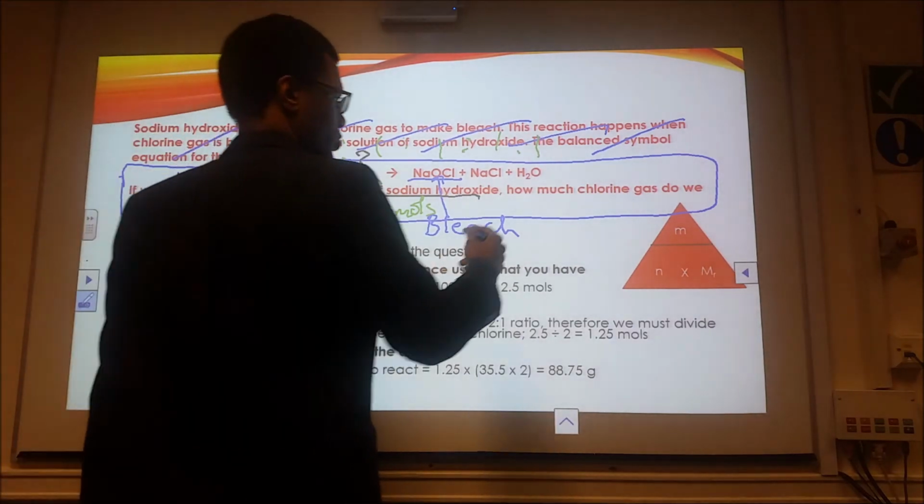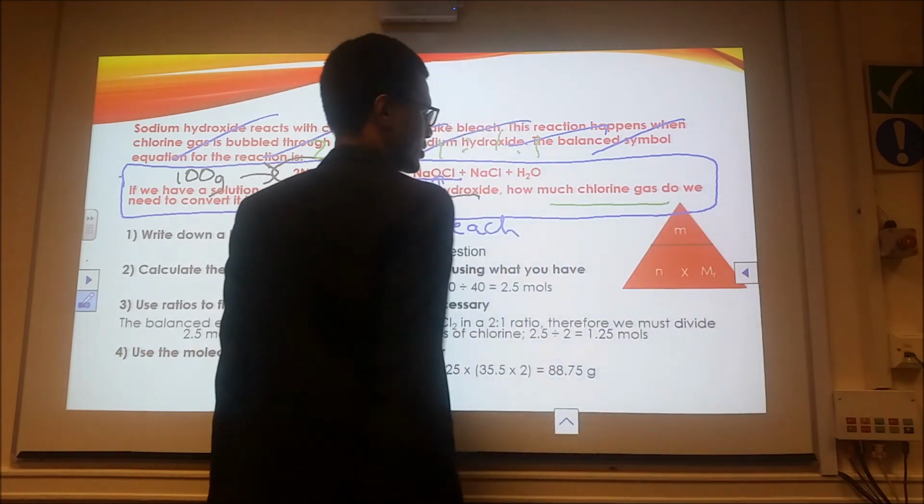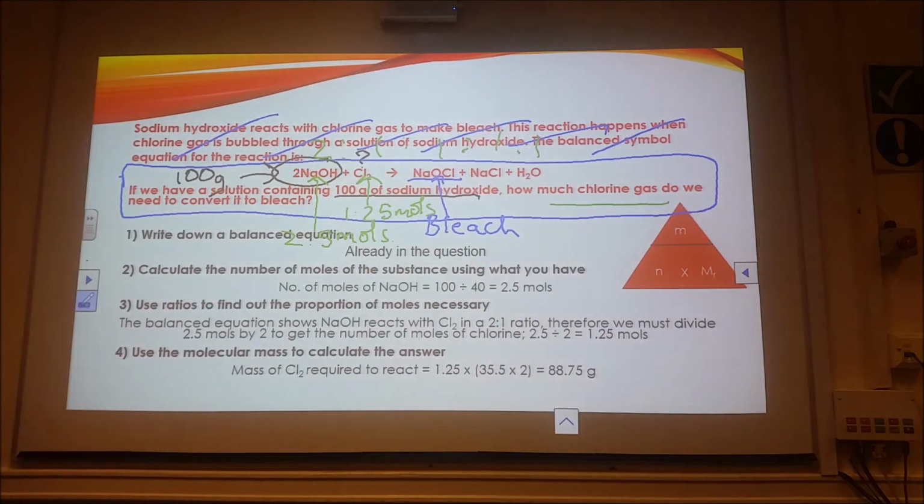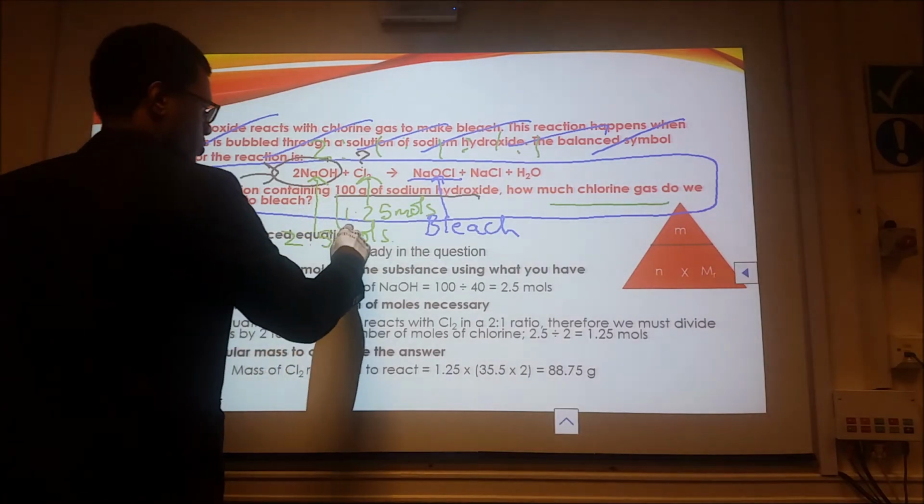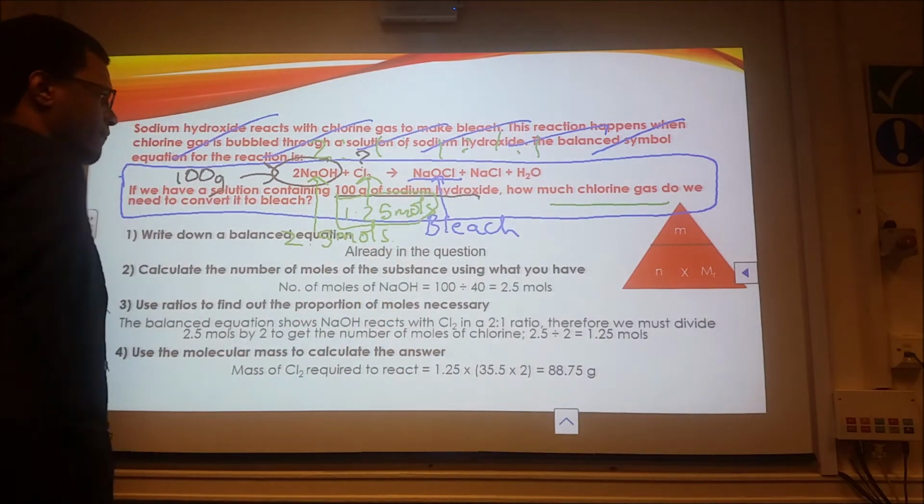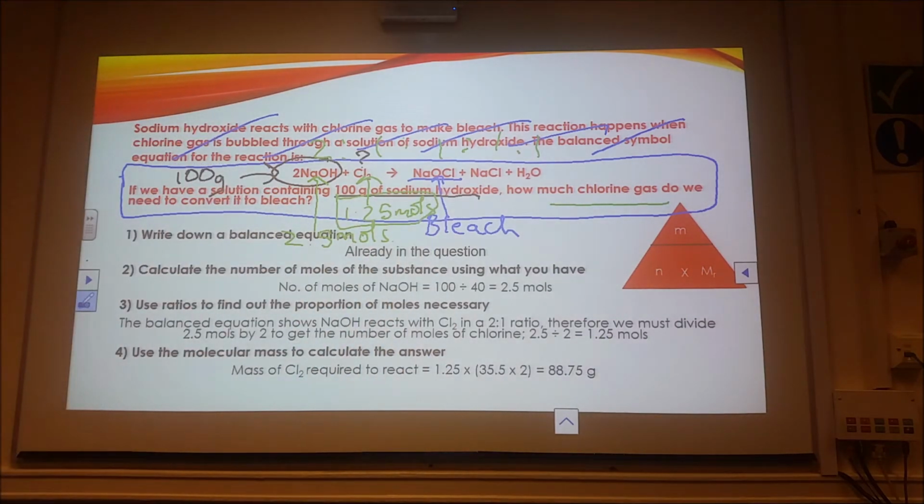We now have values, and we are looking for how much chlorine gas we actually need for it to be converted to bleach. Now we can carry out that calculation, because we have a value for the number of moles which we can use for the chlorine. So that's 1.25 moles of chlorine.